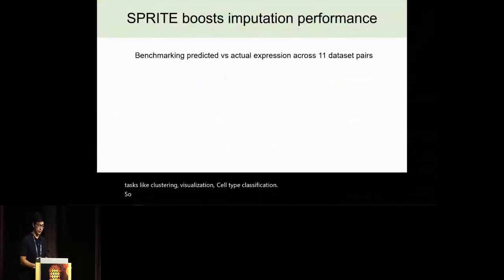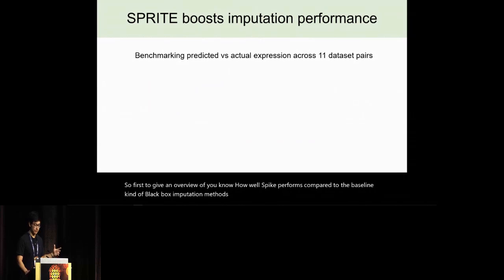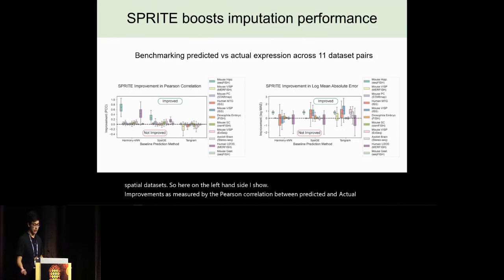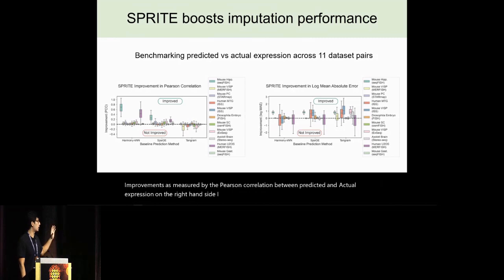So first, to give an overview of how well SPRITE performs compared to the baseline black box imputation methods, we see that it generally boosts imputation performance. We've looked at benchmarking across 11 different pairs of both single cell and spatial data sets. On the left-hand side, I show improvements as measured by the Pearson correlation between predicted and actual expression. On the right-hand side, I show the mean absolute error as another metric for performance quality.